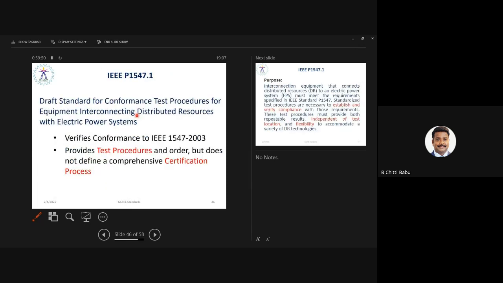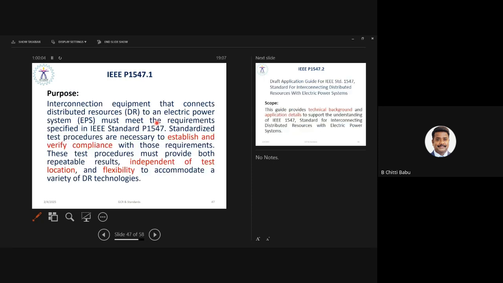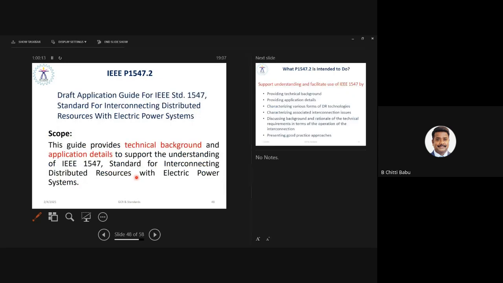And this is the IEEE P1547 standard, meant for verifying the test procedure and order, but it does not define a comprehensive certification process for interconnecting distributed energy resources with the electric power system. And this is the purpose of 1547, which is to establish flexibility or connection requirements.